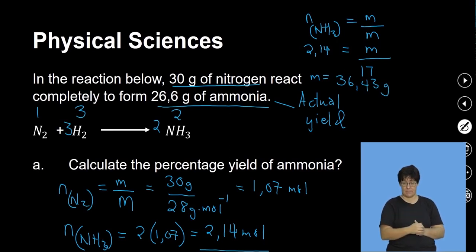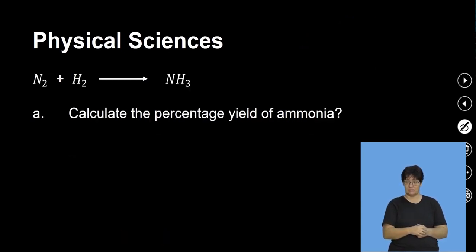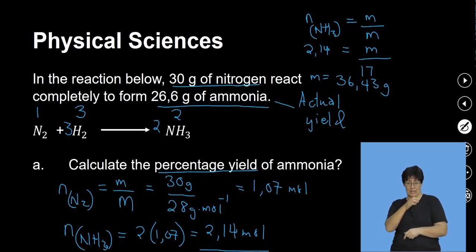All right, so if we want to get the percentage yield, because that's the question that it asked us, let's use those values then. So the percentage yield of ammonia is equal to the actual yield. If we look at the actual yield, it is 26,6 grams. That's what was formed.